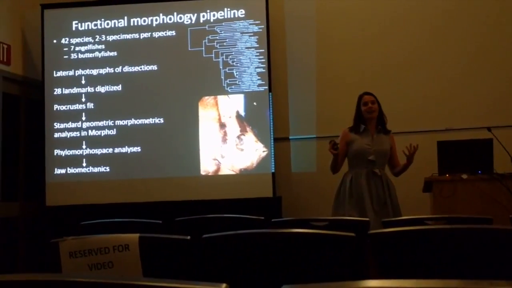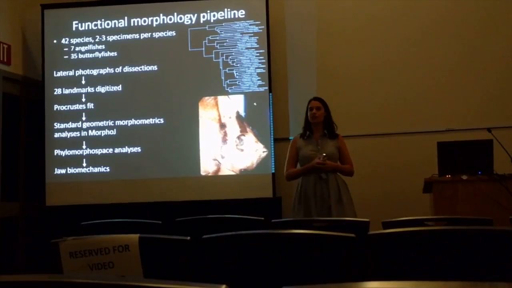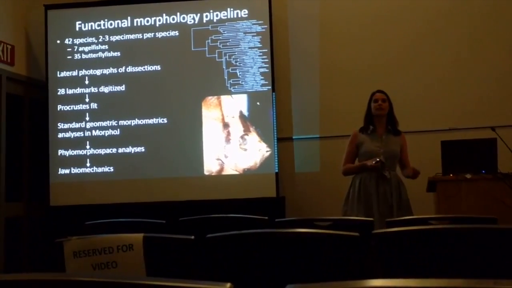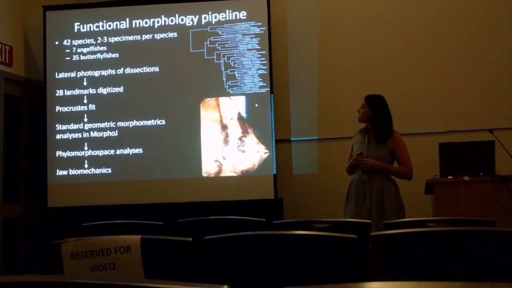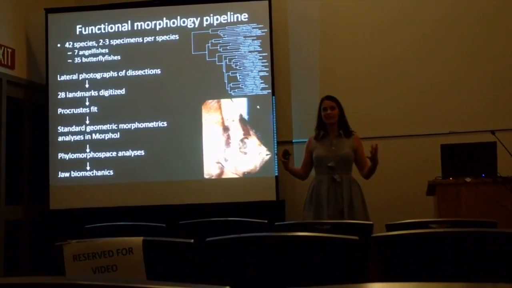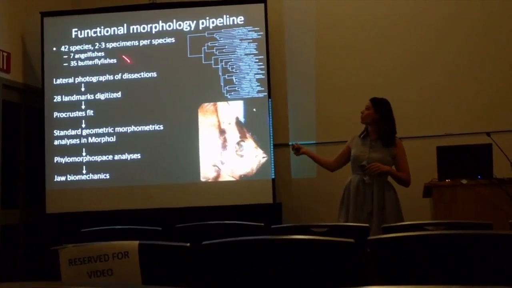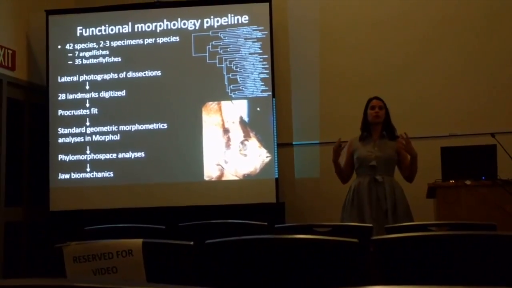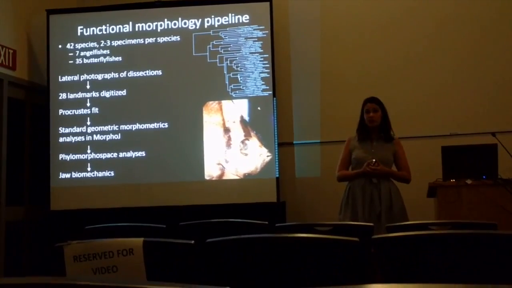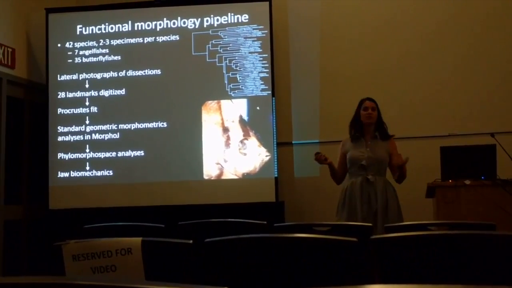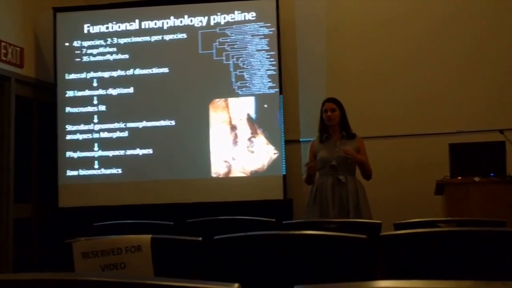The thing that's lacking from this very rich functional morphology data set is a comprehensive quantitative comparative analysis within a phylogenetic context. And so this is a growing data set at this point in time. This is kind of what we're working with right now. We're able to get into the very wonderful collections at the Field Museum of Natural History in Chicago, do a bunch of dissections, take pictures of all of our dissections.